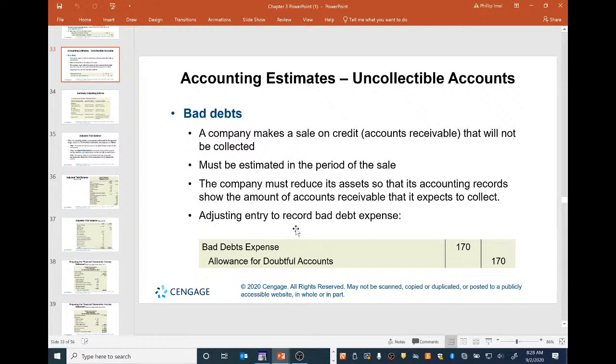So the adjusting entry to record bad debt expense is going to be a debit to bad debt expense. So we're incurring the expense because remember we're matching it in the period of the sale. So we want to realize that bad debt expense and then credit the allowance for doubtful accounts. Okay, does that make sense to everybody? So what financial statement is this affecting? Which one is this affecting? Balance sheet. Right.